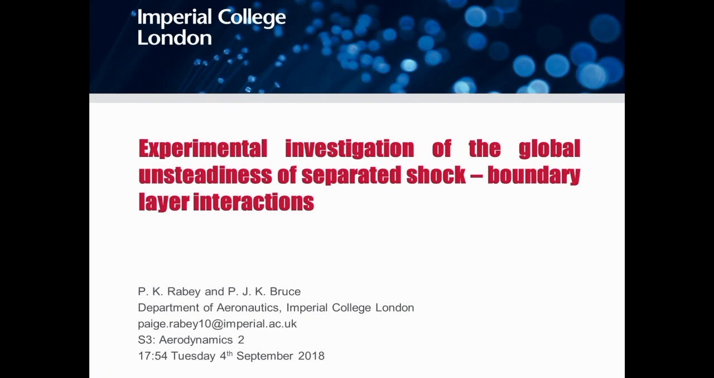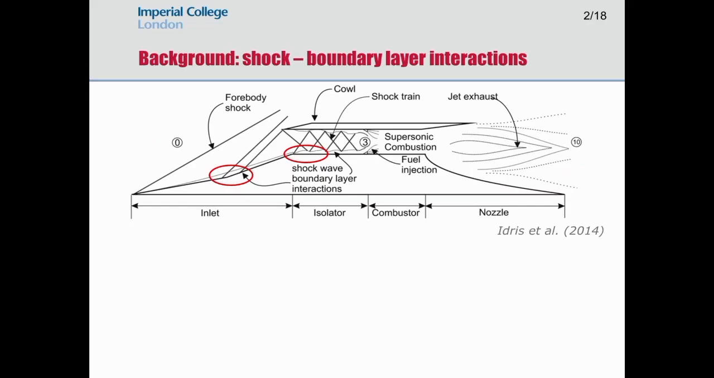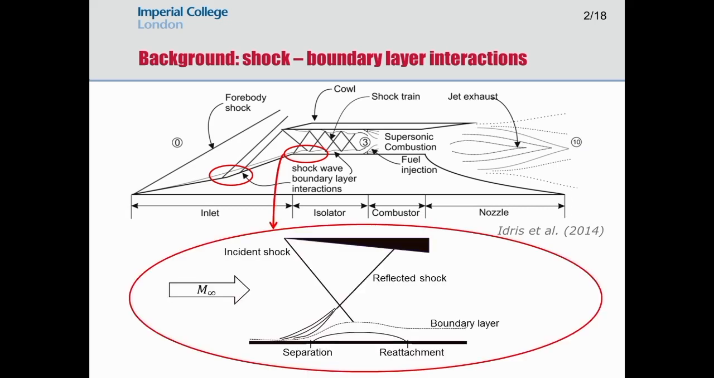Thanks. So my talk's about an experimental investigation of shock boundary layer unsteadiness. I'm just going to jump straight in and explain what shock boundary layer interaction, or SBLI, is. As the name suggests, wherever a shock wave impinges on a boundary layer, you get an SBLI. This is a cutout of a supersonic engine intake, and it shows a compression ramp interaction here and an incident reflected shock interaction here, which is what my experiments are.